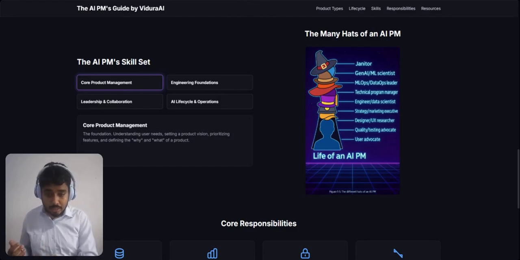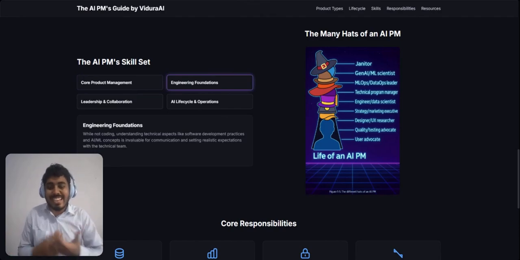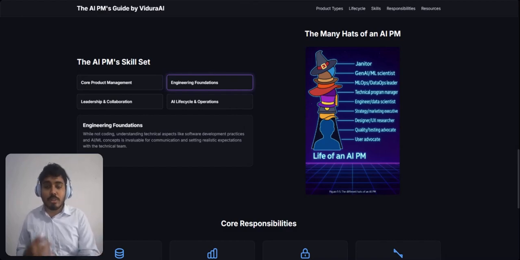And the second thing, as you can see, is engineering foundation. While you are not coding, understanding technical aspects like software development practices and AI/ML concepts is invaluable for communication. Setting realistic expectations for our technical team is also very important. So that's about engineering foundation.